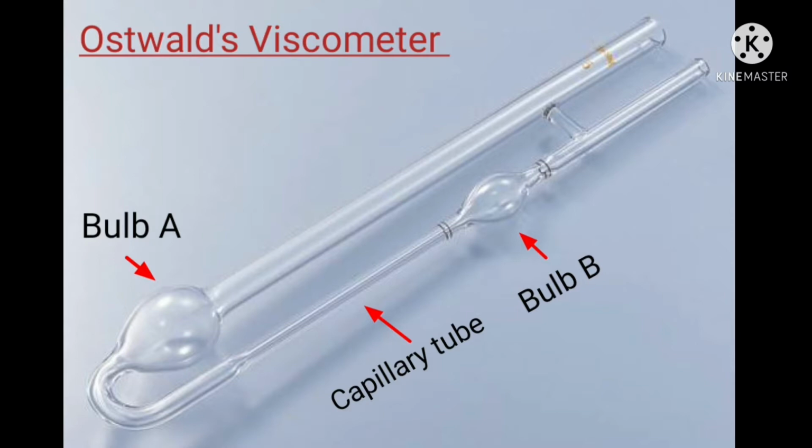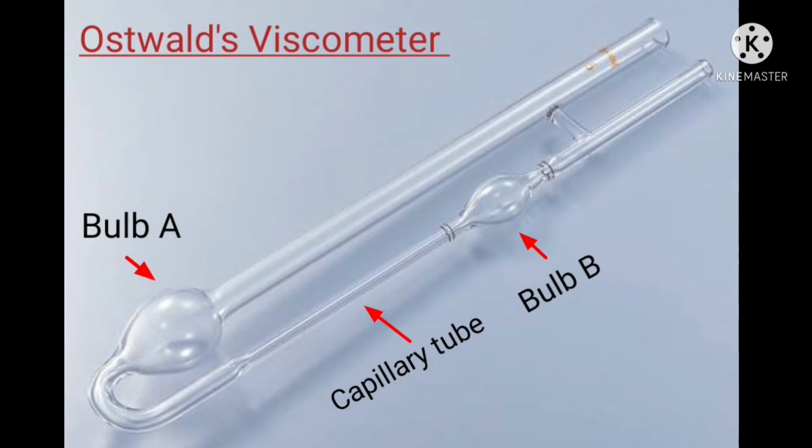At first, we enter a definite volume of liquid into bulb A from the top of the broader limb with a pipette. Then the liquid is sucked up to bulb B up to the upper mark. Then we let the liquid fall down from bulb B through the capillary tube. We note the time within which the liquid passes from upper mark to the lower mark.